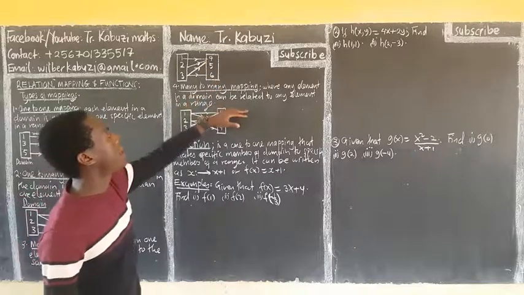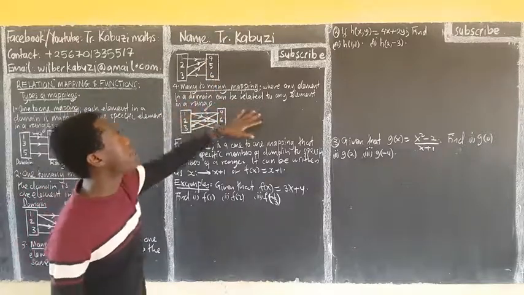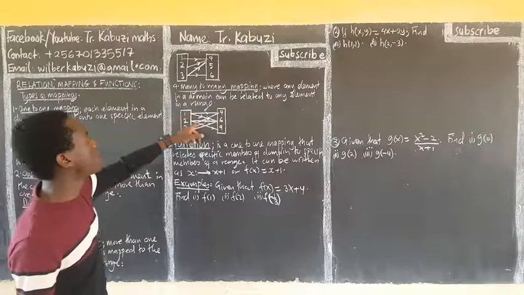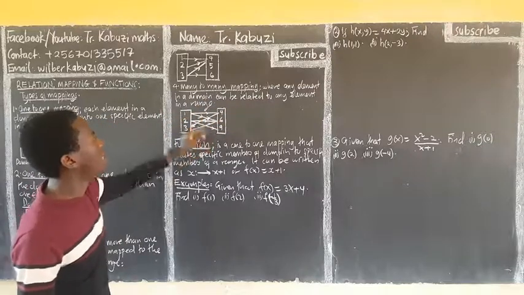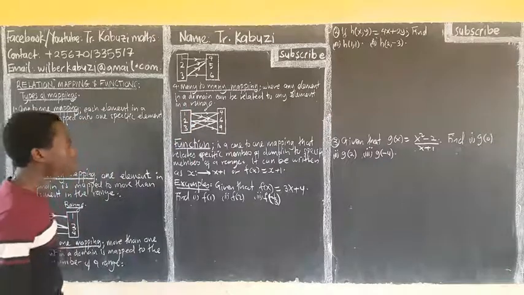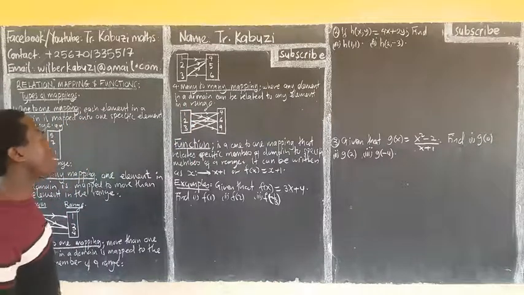Then many-to-many mapping, where any element in the domain can be related to any element in the range. You see this to this, this to this, this to this, this to this. So that is many-to-many. Now, from there you can easily define our function.